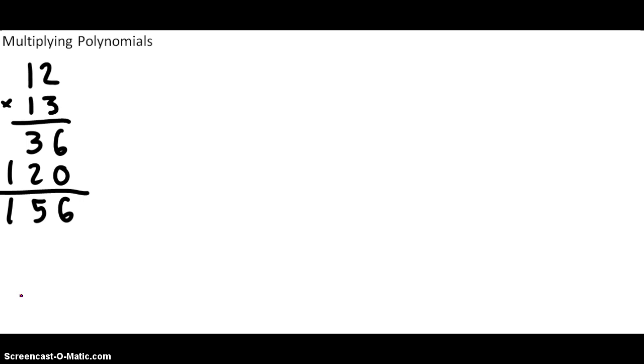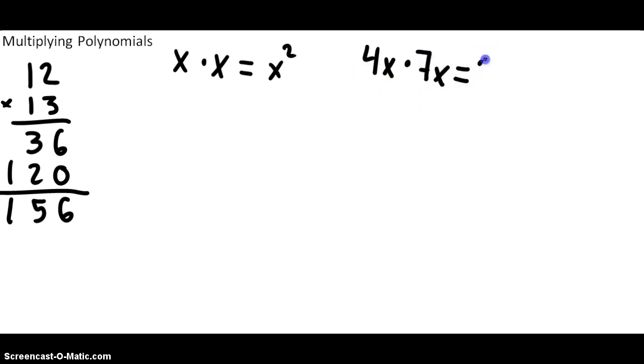Okay, so let's change the subject real quickly. When we have a variable, let's say x, and we multiply by another variable, let's say x, the way we represent that is squaring it. So we represent it with x squared. This is hopefully review, no big deal. So if we had 4 x's and we multiplied by 7 x's, we'd have 4 times 7, which is 28, and then x times x, which is x squared, right?